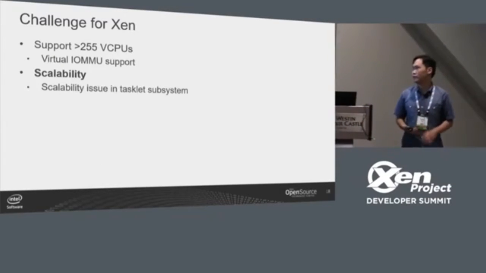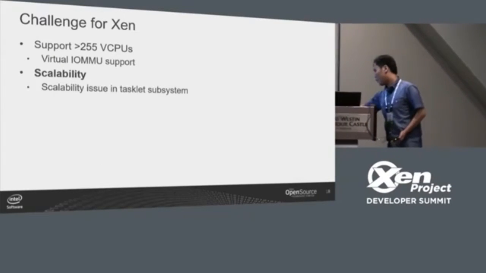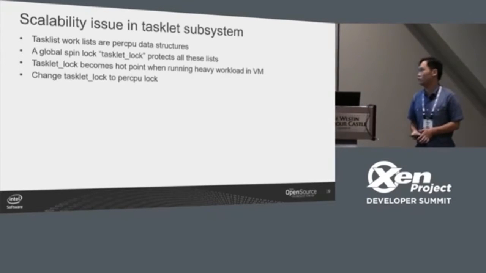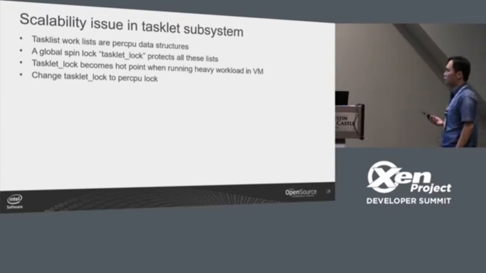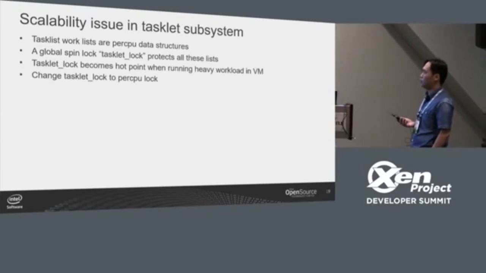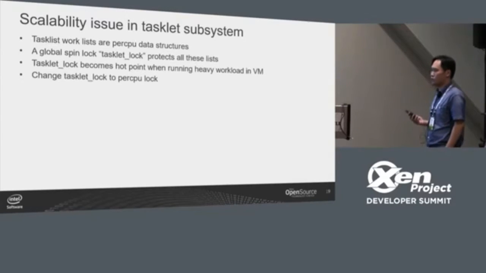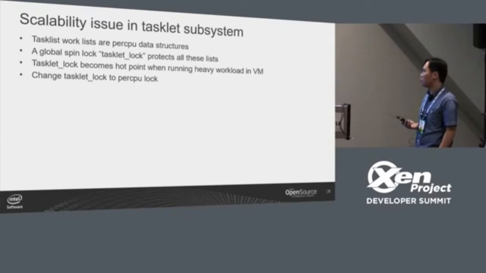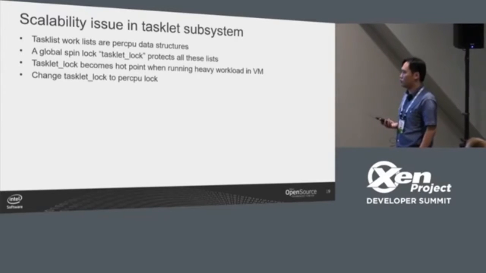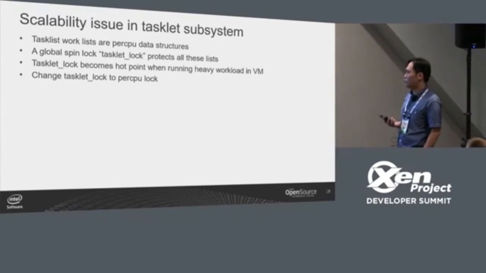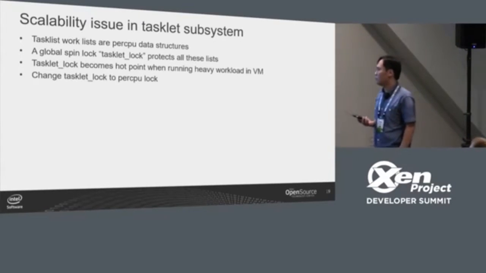Next challenge for KNL is scalability. We found a scalability issue when we tested the performance in such huge VMs. Now the tasklet lists are per-CPU data structures, but in the current code we use a global spin lock to protect all these lists. This will introduce a lot of overhead.